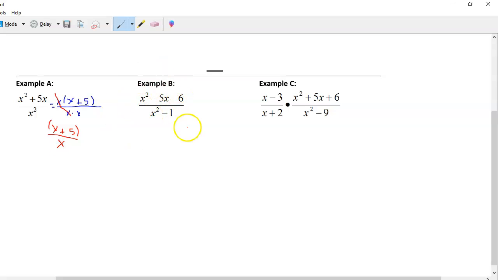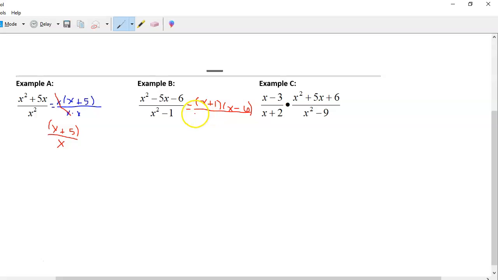In example B, I need to go ahead and simplify this. I'm going to do it by factoring first, both numerator and denominator, then I'll cancel out common factors. I notice in the numerator I can factor it by using the product-sum method. This is x plus 1, x minus 6, right? Two numbers that multiply to a negative 6 and add to a negative 5.